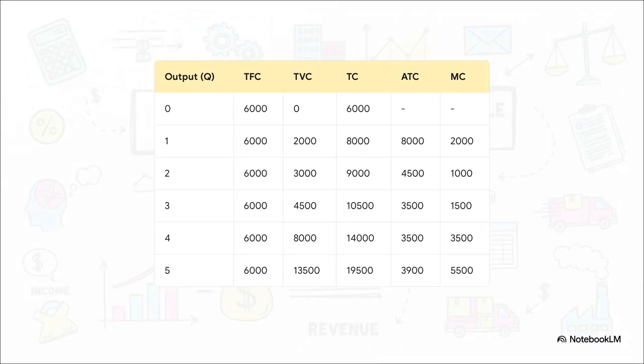Okay, here it is. I know this can look like a lot, but I promise it tells a really clear story. First, look at that TFC column on the left. See how it's just stuck at 6,000 no matter what? That's your fixed cost. But look how the variable and total costs climb as you produce more. Now shift your eyes to the right. This is where we see the per unit costs. And all the way at the end, there's MC, marginal cost. And look, there's our number, 1,500. That's exactly how much extra it costs to go from making 2 units to making 3.